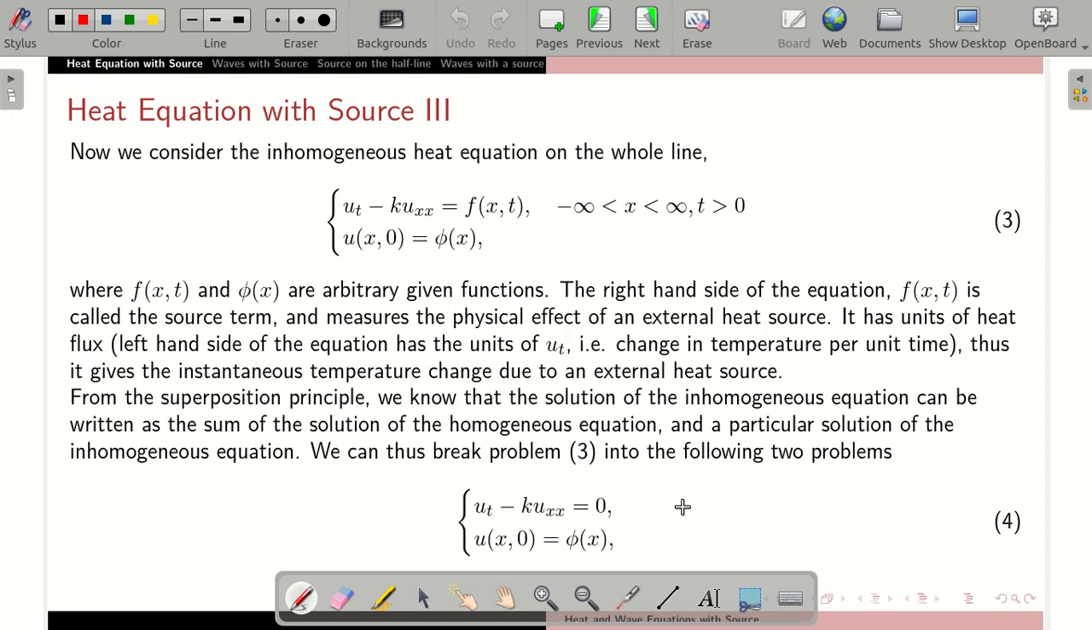So now I take the non-homogeneous, or you say inhomogeneous, heat equation on the whole line, minus infinity to plus infinity, with right hand side f(x,t), with one initial condition, that is at t equal to 0 the solution is phi of x, and this f is called the source.